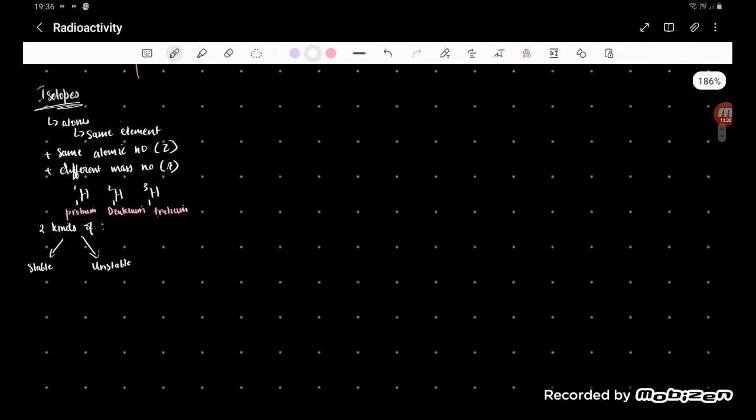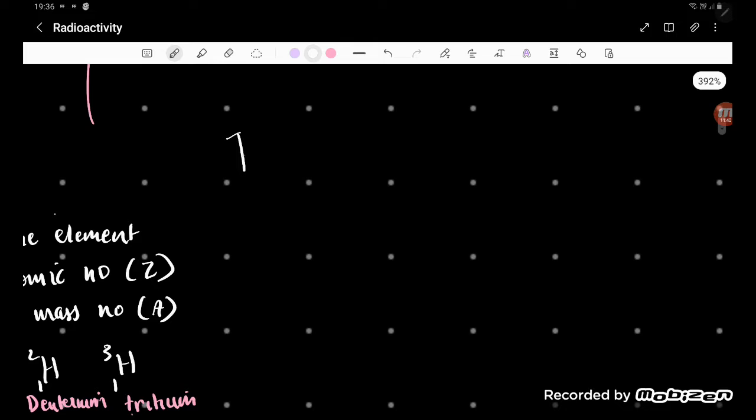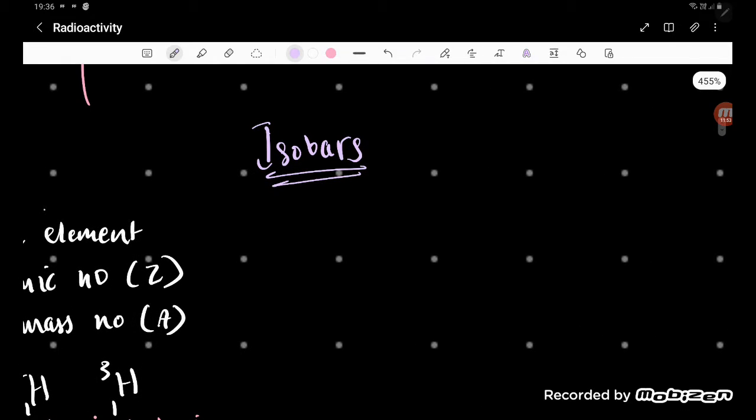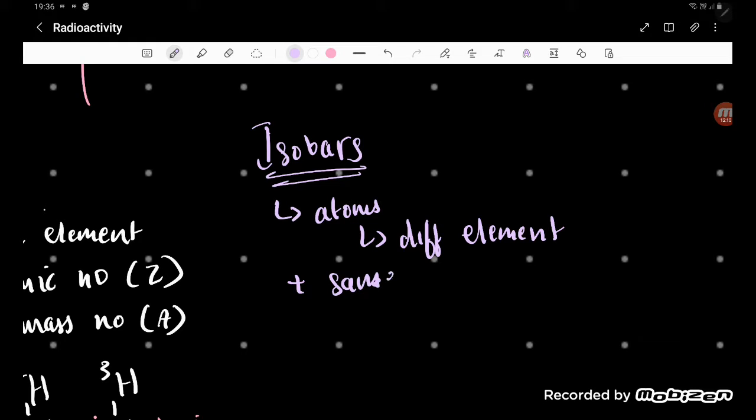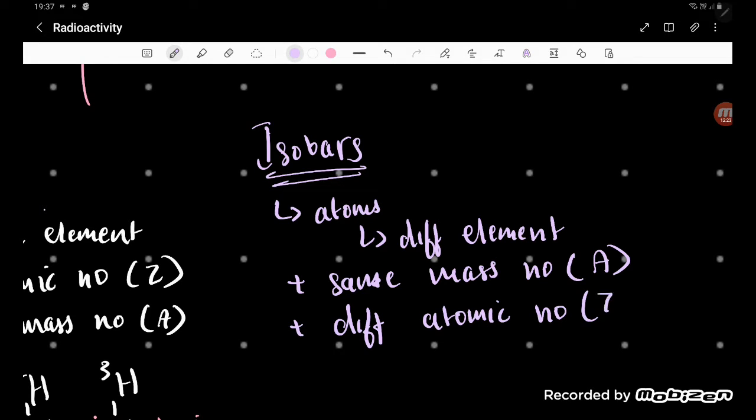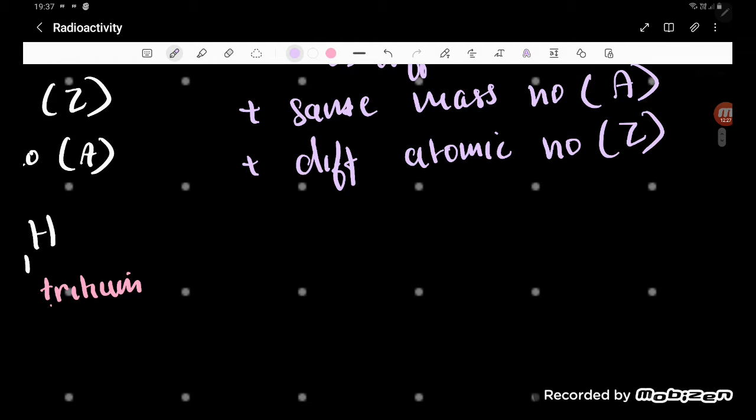Now let's talk about another thing. It is called isobars. These are atoms of different elements which have the same mass number A but different atomic number. For example, Na 23 11 and Mg 23 12.